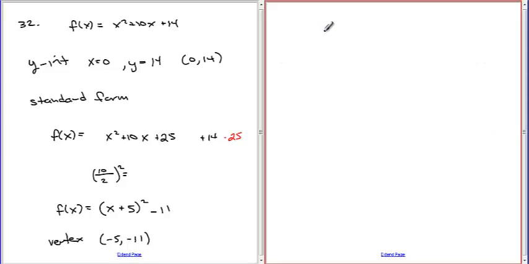Next, we set that equal to 0. Add 11 to both sides. Take the square root.